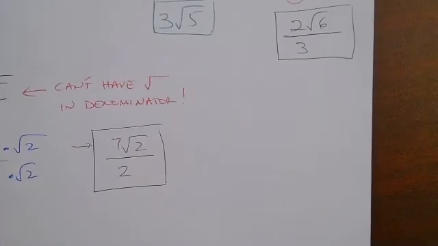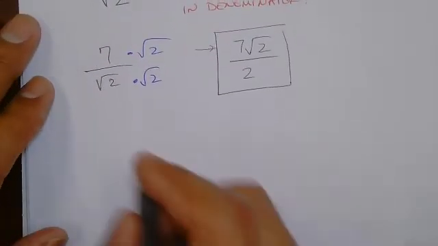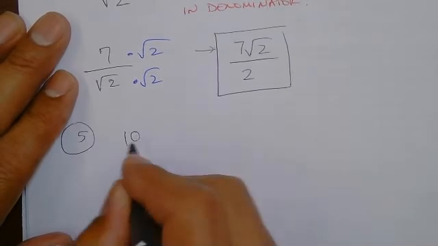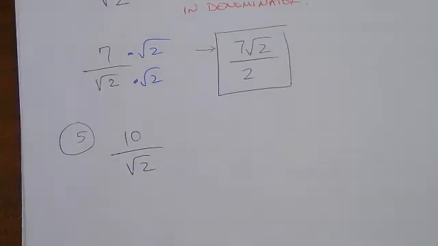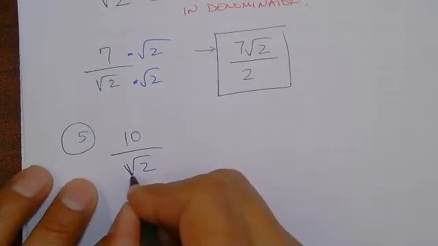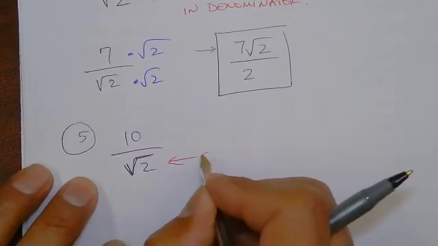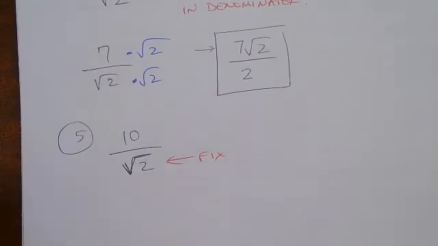Okay, number 5. Well, I'll put it over here. What if you have 10 over root 2? Is that one okay? Yeah, you can't have any square root of anything in the bottom. You can't have the square root. So we've got to fix this. And then when you fix it, the answer is going to look totally different. Finished?